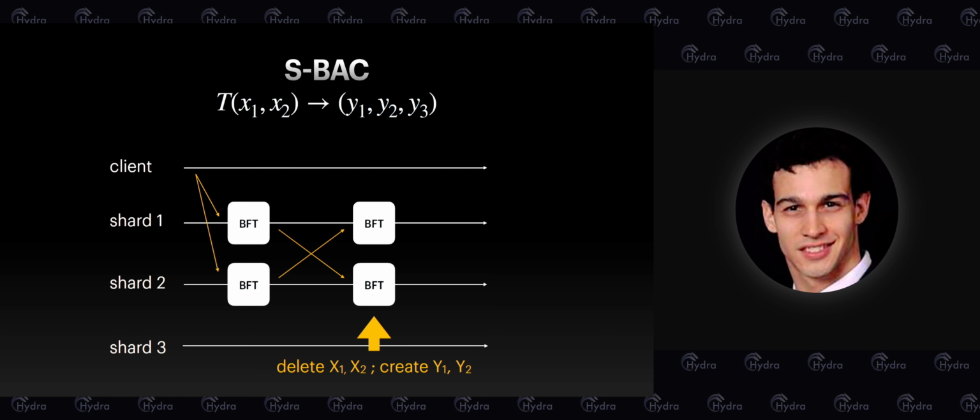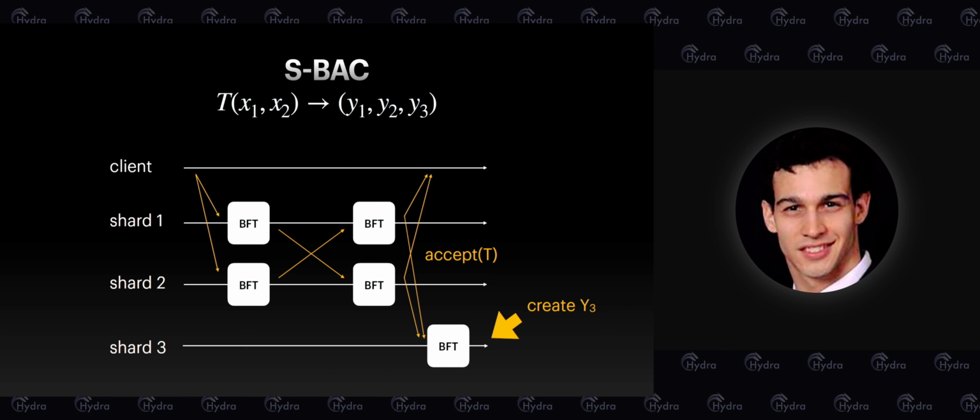Then the shards would again run BFT consensus, and if they received all pre-accept messages, then they would delete X1 and X2, or inactivate X1 and X2, and create Y1 and Y2 instead. If any of the shards emitted a pre-abort, in which case they would unlock the input object and just abort the transaction. Nothing more would be created. It's important that the transaction stays atomic.